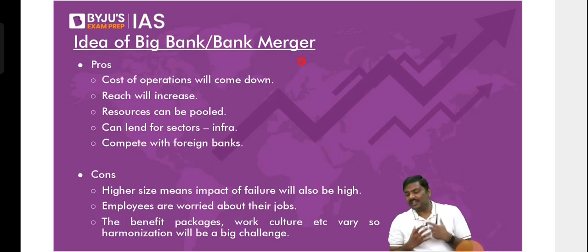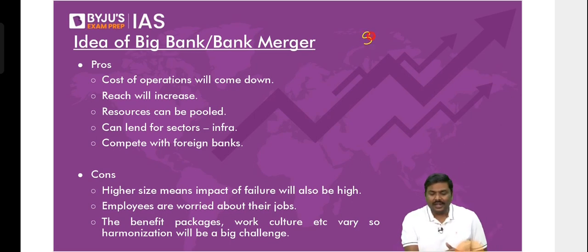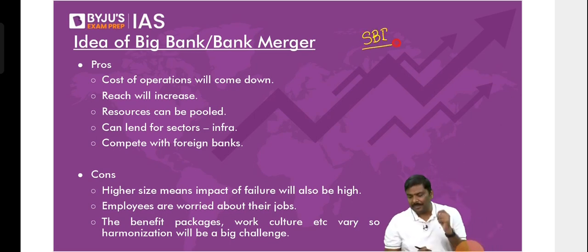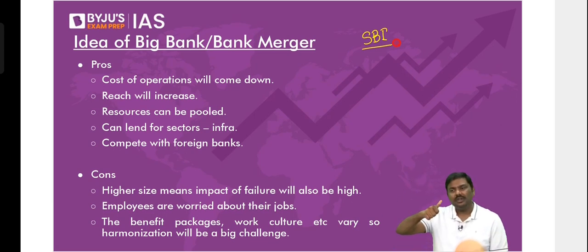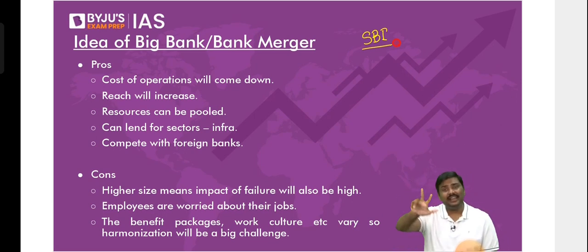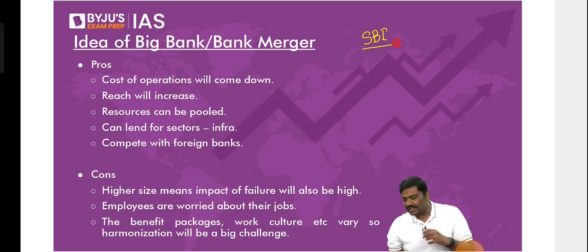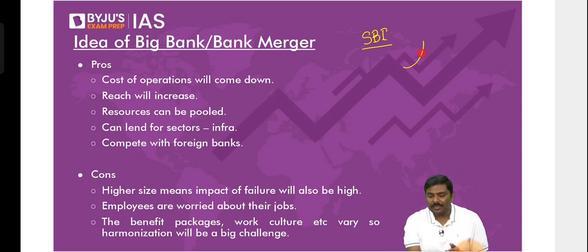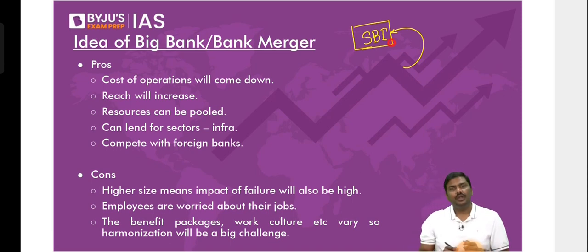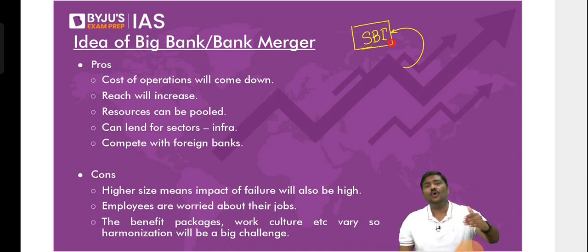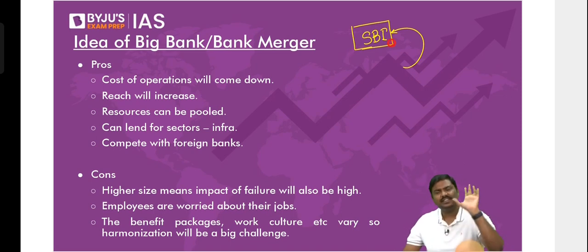Now, what is this idea of a merger in the bank? I'll give you an example so that you understand this. Earlier, there were 5 associate banks of SBI. I repeat, earlier there were 5 associate banks of SBI. Example, the State Bank of Mysore, State Bank of Travancore, State Bank of Bikaner and Jaipur, etc. What the Government of India has done is merge all these 5 associate banks into only one bank, State Bank of India. Today, there is no State Bank of Mysore. Today, there is no State Bank of Travancore. All of them are part of SBI itself, only one entity.